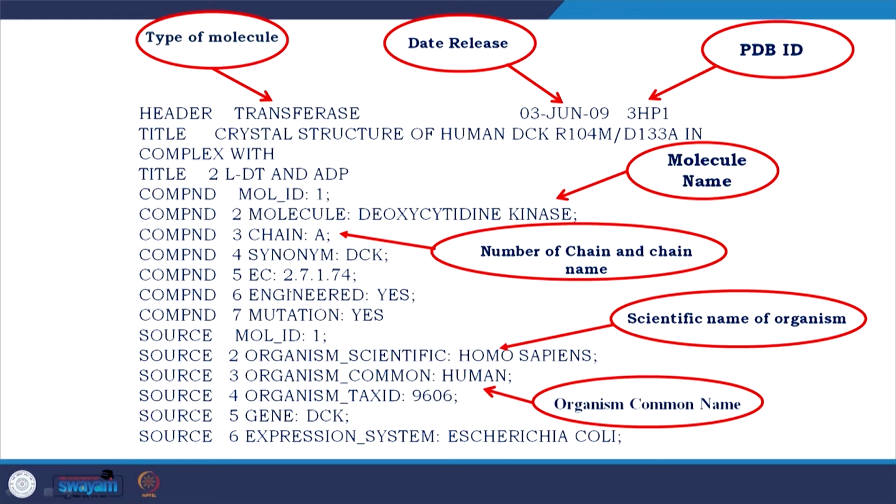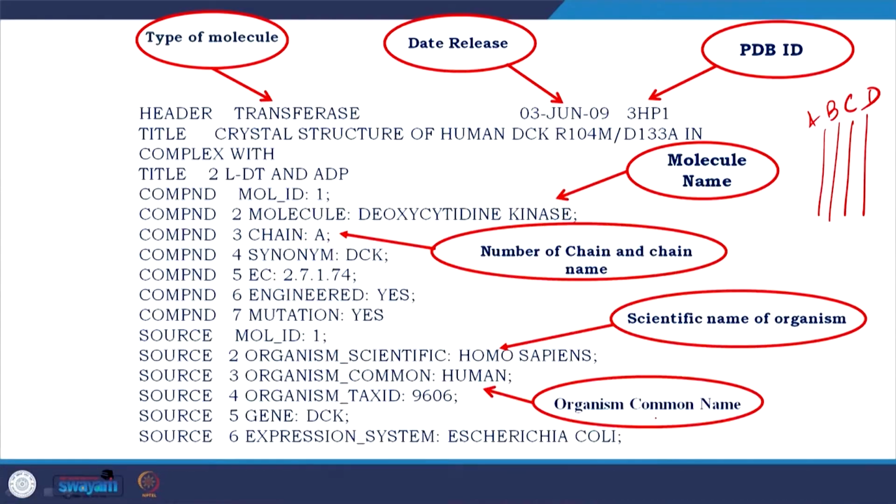Then the chain, it is the number of chains and chain names. This will tell how many polymers there are. 4 polymers, chain A, B, C, D, like that. Scientific name of the organism from where the protein is coming. Deoxycytidine kinase, the human protein. So, it is Homo sapiens. Its common name is human.